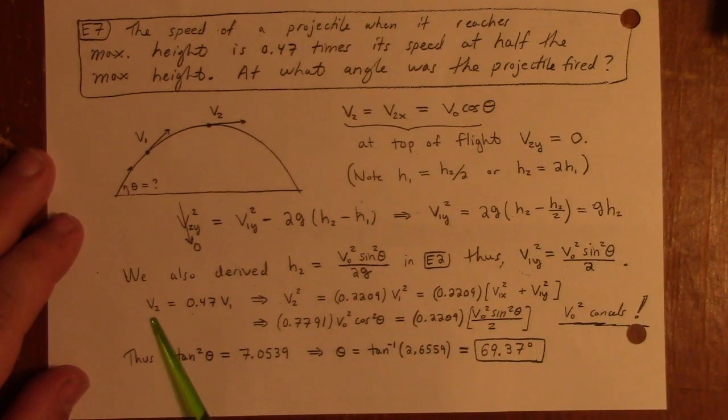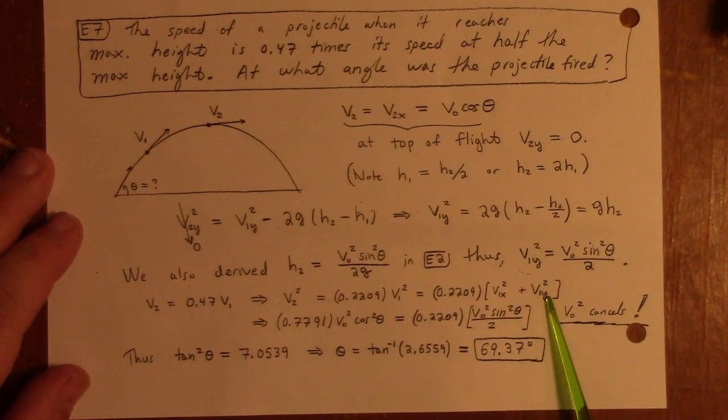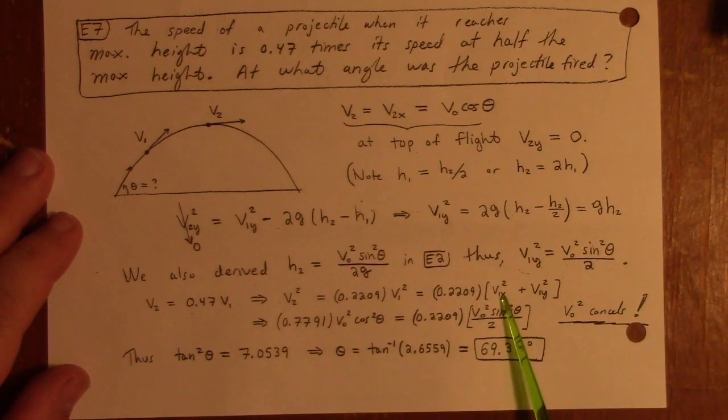Well, then we know that the speed, v2, is 0.47 times the speed, v1, and then I square that, which gives me v2 squared is 0.2209 v1 squared, but v1 squared is v1x squared plus v1y squared, right? Because the speed squared is the sum of the x component and the y component squared. It's added, and that gives me, let's see here, what am I doing? Well, that's v naught cosine theta. Let's see here.